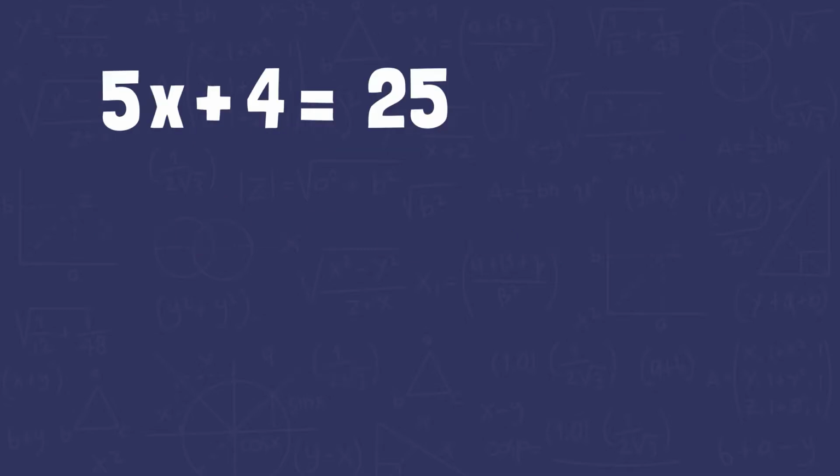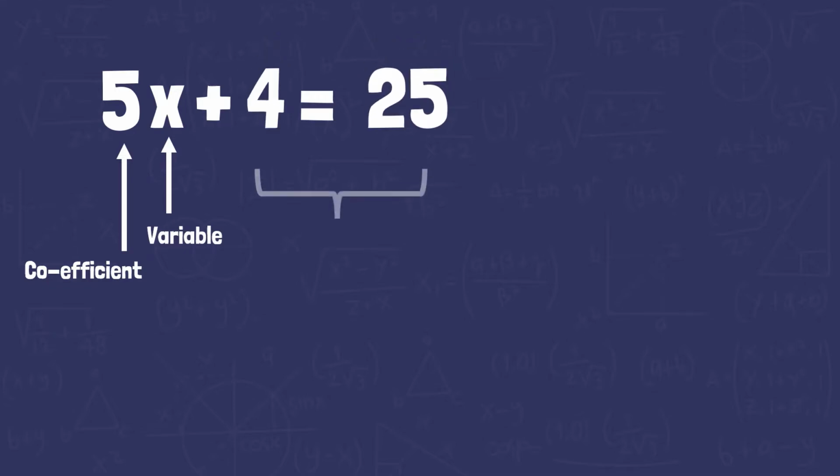We have an algebraic expression in front of us. We're going to divide this expression into parts and name them. The number 5 is called a coefficient because it has a variable next to it. X is called a variable. 4 and 25 both are called constants because they have no variable next to them.